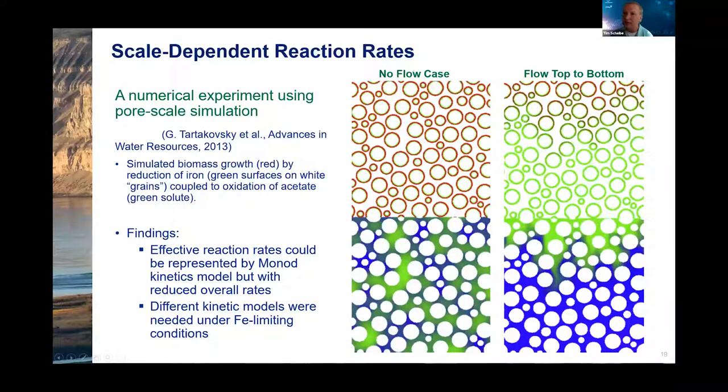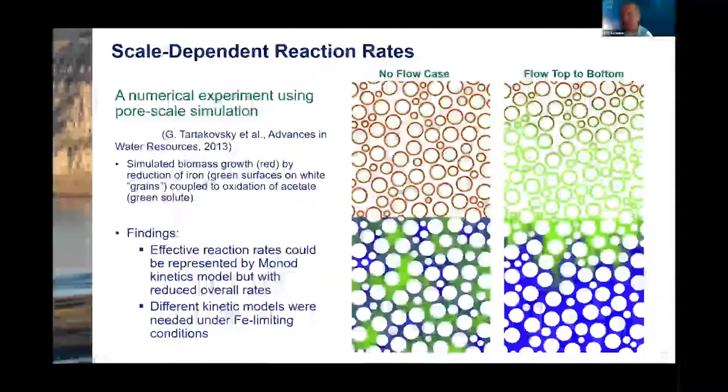We have two cases, a case shown in the first column with no flow, so diffusion only, and a second case where we impose flow from the top to the bottom and we inject acetate at the top. And what we did was we simulated the biomass growth here shown in red, using the reduction of iron, these green surfaces on the white grains. And this is coupled to the oxidation of acetate, which is the green solute in the pore spaces.